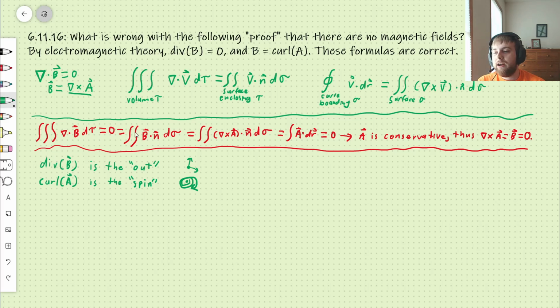It's a little sneaky in how it's written because it doesn't write the limits of integration. It just kind of assumes them, which is something that can lead to problems like this. So the problem with the whole thing is the word enclosing.